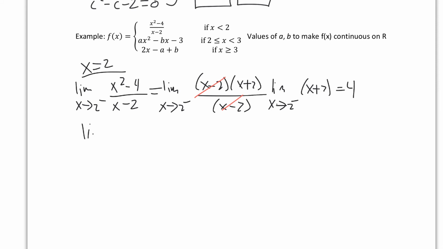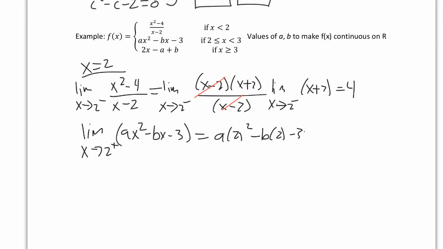Now over here, I'm going to do the limit as x approaches 2 from the right of ax squared minus bx minus 3. Remember, we only plug in for the x, so it'll be a times 2 squared minus b times 2 minus 3. So 4a minus 2b minus 3. And these two, we want these to be equal.